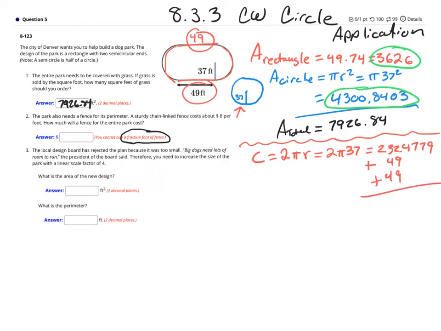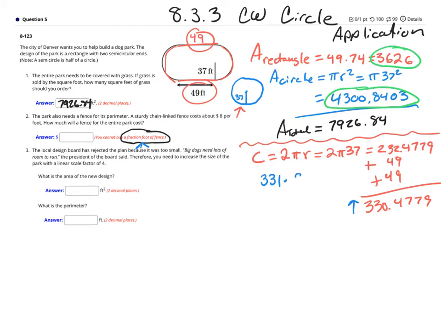Then all I have to do is add 49 plus 49, so take that plus 49 plus 49, and when I add all those together, I'm going to end up with 330.4779. Now, this is where it comes in over here. Since I can't buy a fraction of a foot, I need to round this up, because I have to make sure I have enough. I wouldn't do 330, so I would be a little short, so I would do 331 feet for the perimeter.